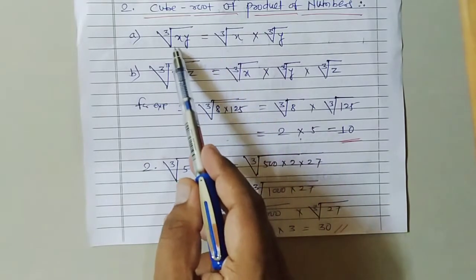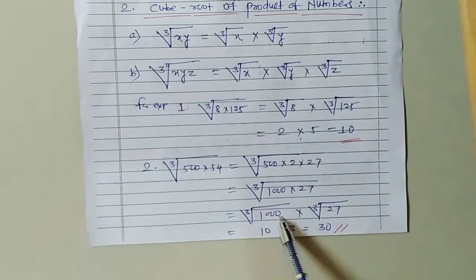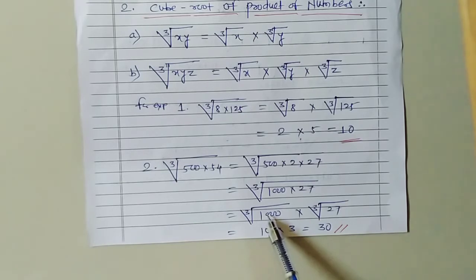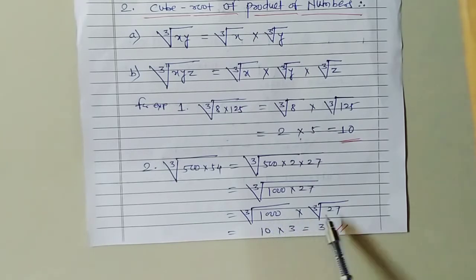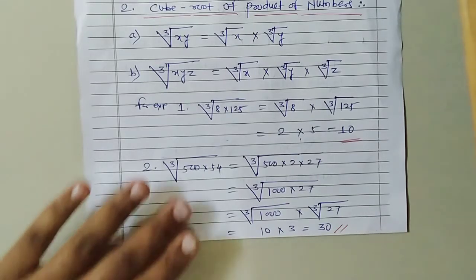So according to this rule, you can write separately cube root of 1000 multiplied by cube root of 27. So cube root of 1000 is 10, multiplied by cube root of 27, which is 3. So 10 multiplied by 3 is equal to 30, which is the required answer. Now we'll see the next point.